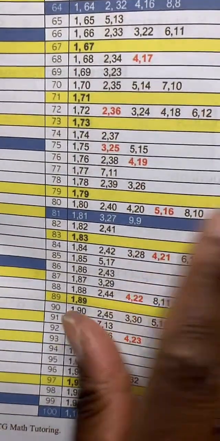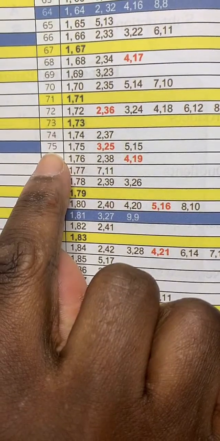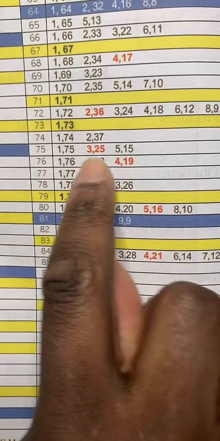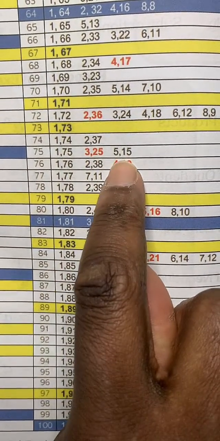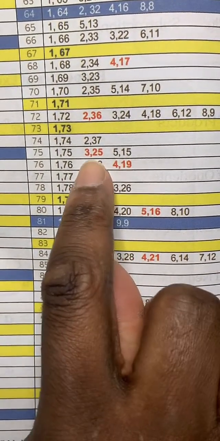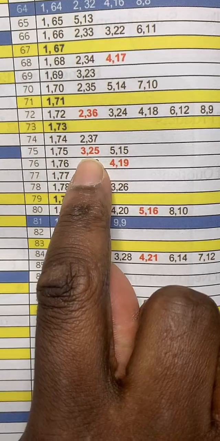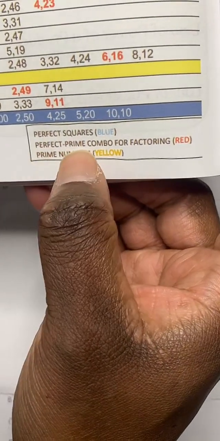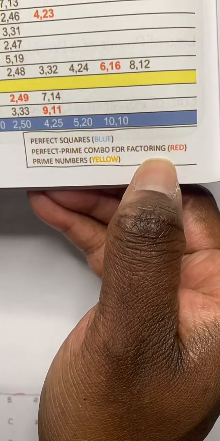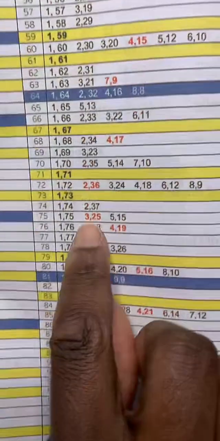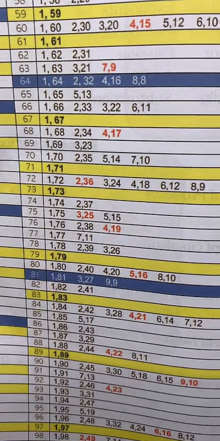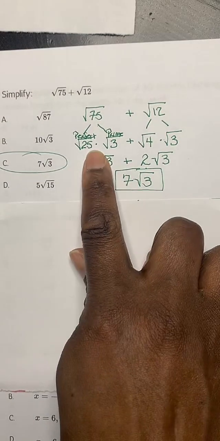So if I looked at the square root, let's say square root of 75. Notice the factors of 75 are 1 and 75, 3 and 25, 5 and 15. But notice what's highlighted in red, that 3 and 25. This is what I like to call your perfect prime combination for factoring. So now you could just say, all right, one radical is going to be the 25, the other one's going to be the 3. That's how we got this part.